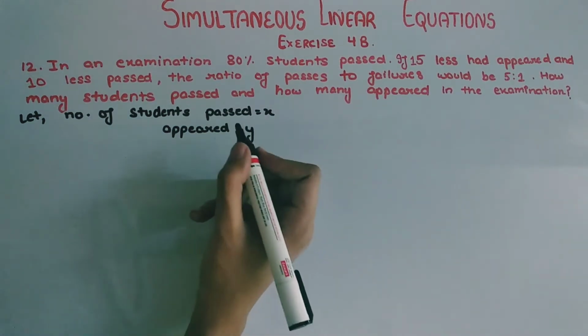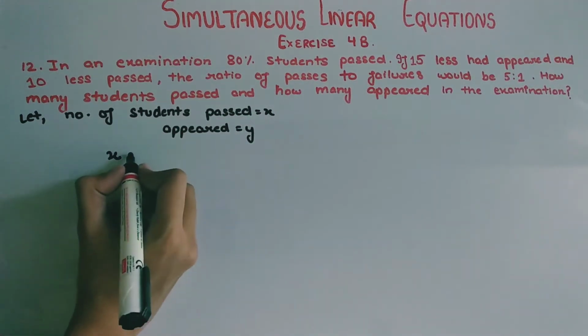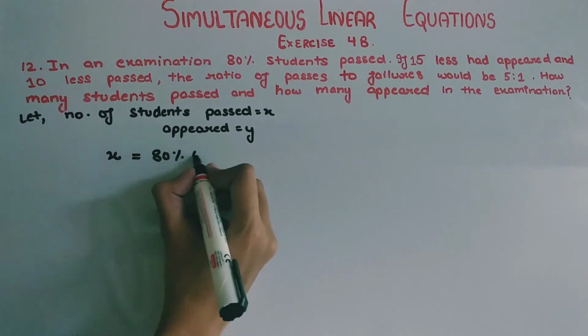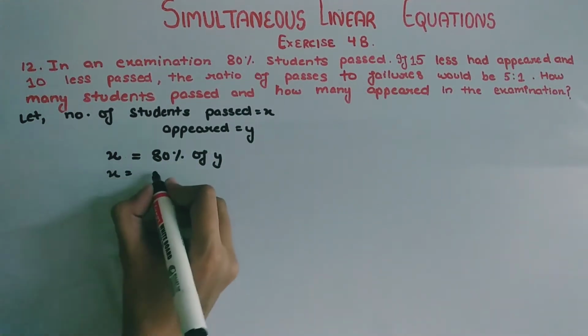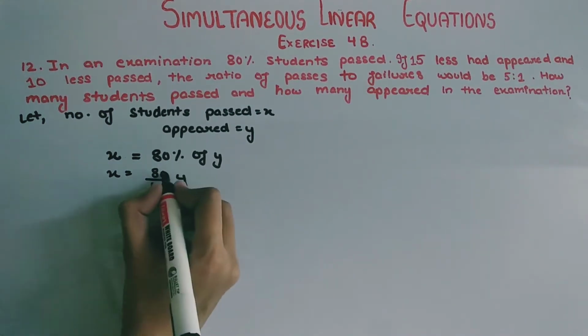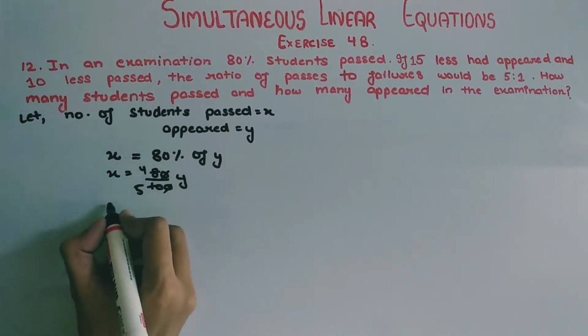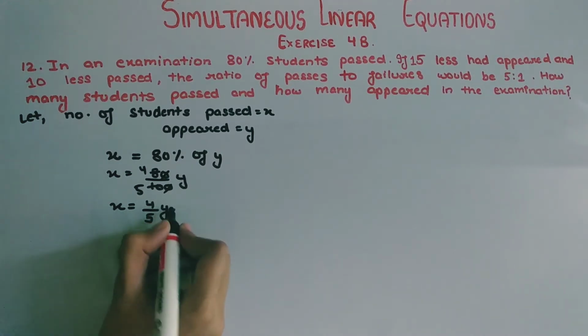Now we are given that 80% of students passed, means the number of students passed, that is x, is 80% of the total number of students that appeared. This is x, that is 80 divided by 100 of y. 0 will get cancelled, 2 4s are 8 and 2 5s are 10. Hence we have x, that is 4 divided by 5 y.